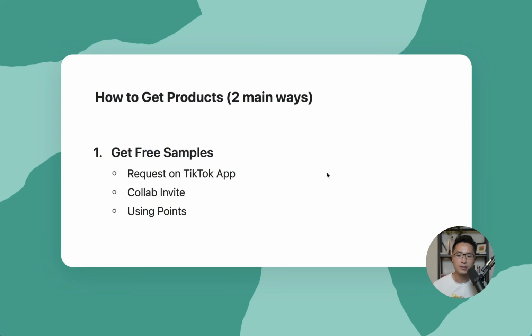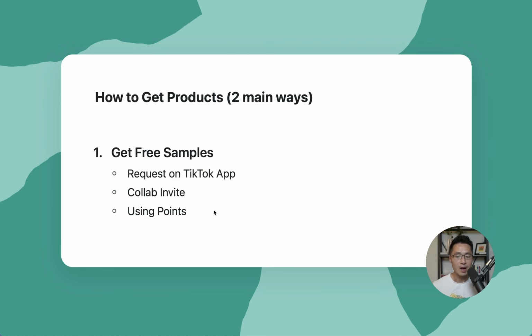So next, let's talk about how to get the products. There are basically two main ways. The first way is to try to get free samples. You could directly request on the TikTok app. There's a button that you could request for a free sample under the product listing, or you could directly message the seller of that product. And the other way is to answer any collab invite that you may receive. If they want to collaborate with you, they have the option to send you a collab invite, and then you can just accept and be able to receive the free sample.